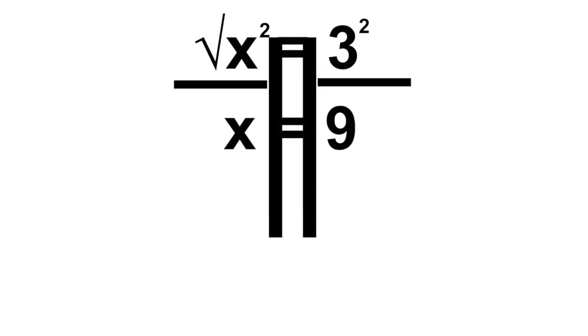So now that we do that, we get the square root of x squared equals 3 squared, which really just equals x equals 3 squared, which is x equals 9. So boom, we already have our answer.